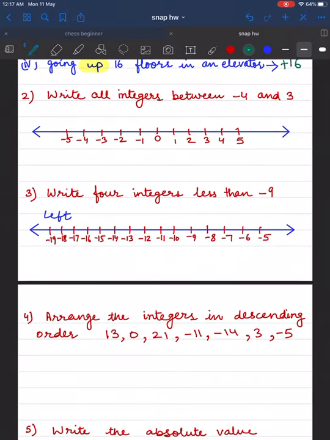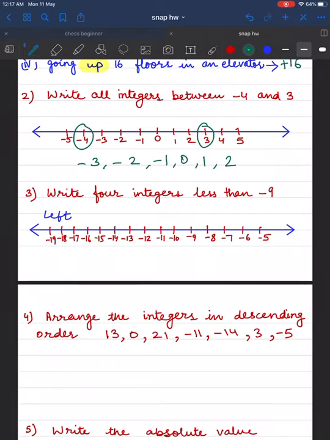Now let's move to the next question. Write all the integers between minus 4 and 3. Now here we circle minus 4 and 3 on the number line, and then we write all the integers lying between these two. So we have minus 3, minus 2, minus 1, 0, 1 and 2.